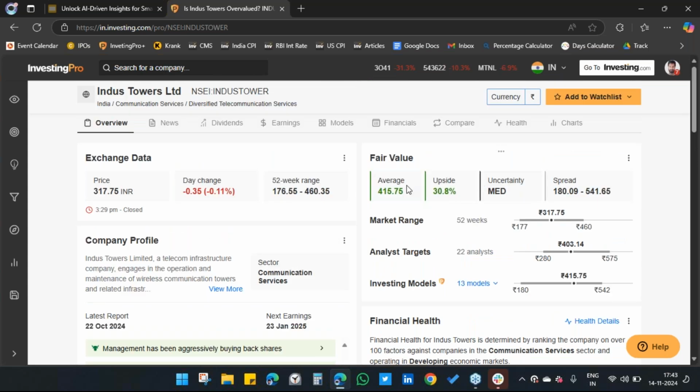So, as per these 13 financial models, the fair value of Indus Towers is 415. That means the CMP is 317. So, anyone who buys at 317 and holds the stock till 415 gets an upside potential of 30.8%. So, this way you can look at the fair value.